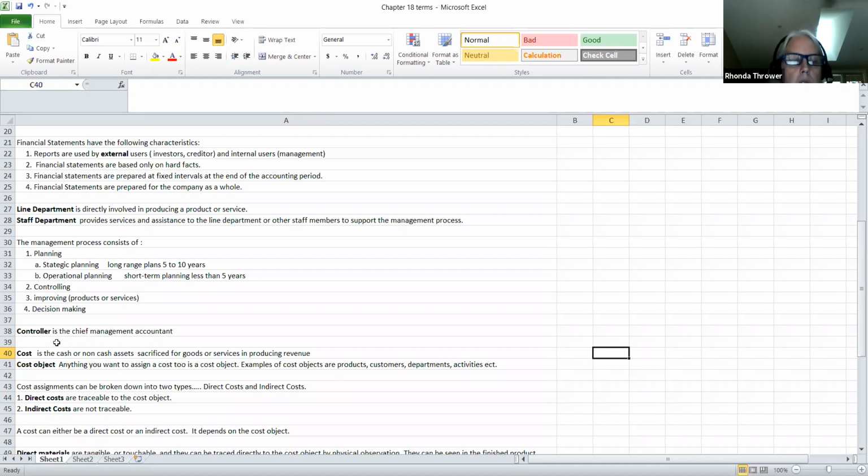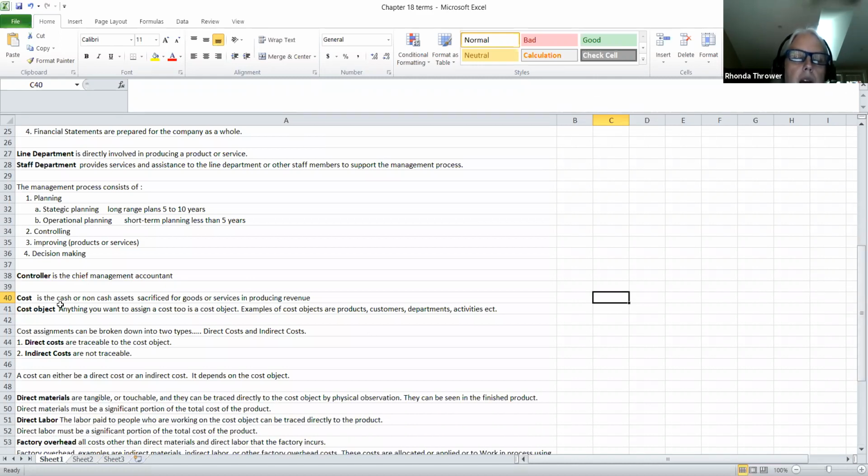Other types of accountants within a company. So if you go to work for a company and you're responsible for preparing the financial statements, you could possibly be called a controller of that company, but you are the chief management accountant. And so you are responsible for the managerial accounting reports for the company.